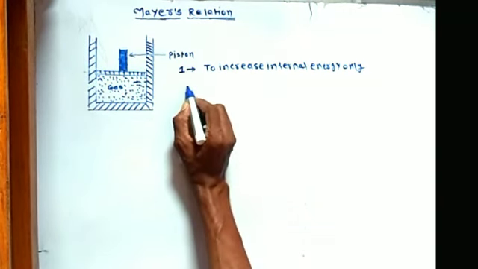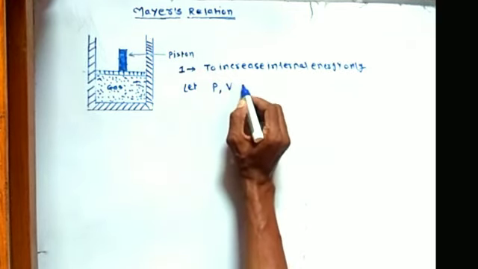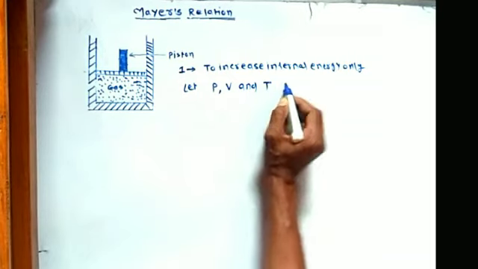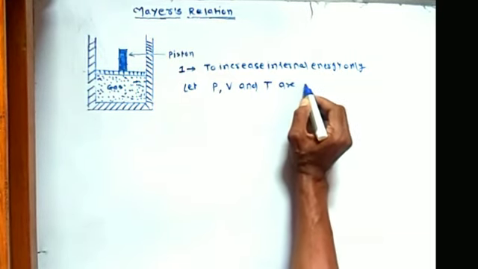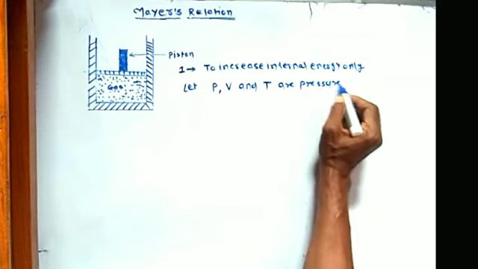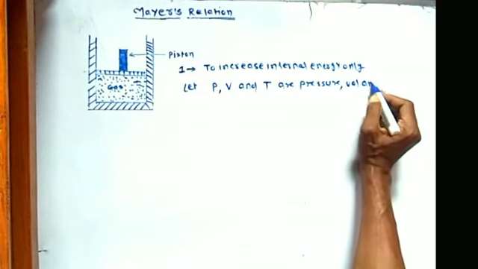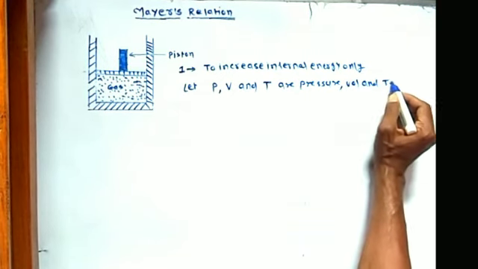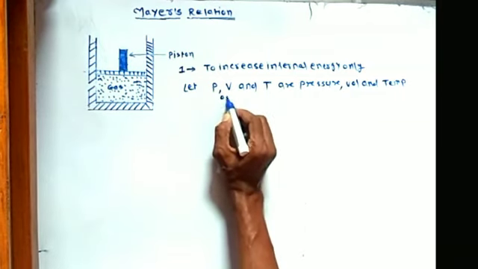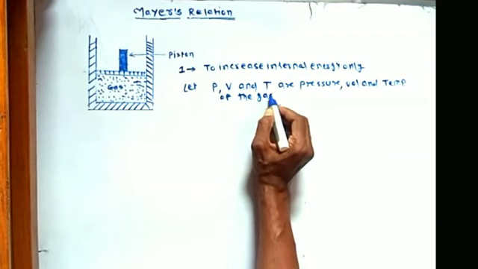And let P, V and T be the pressure, volume and temperature of the gas.